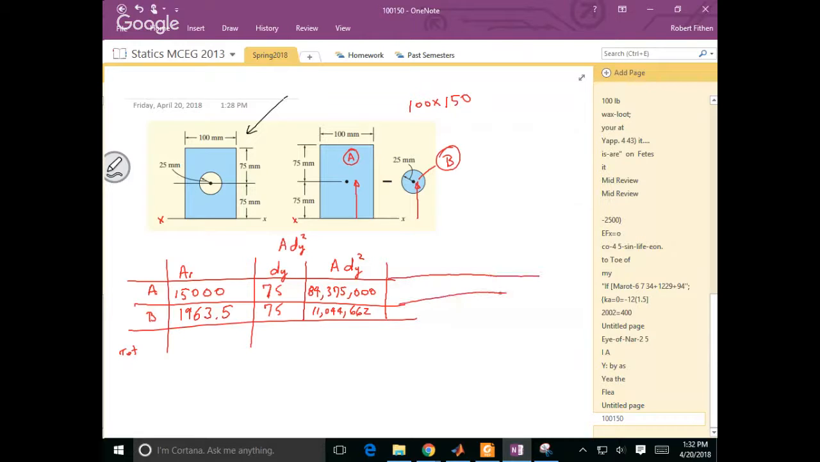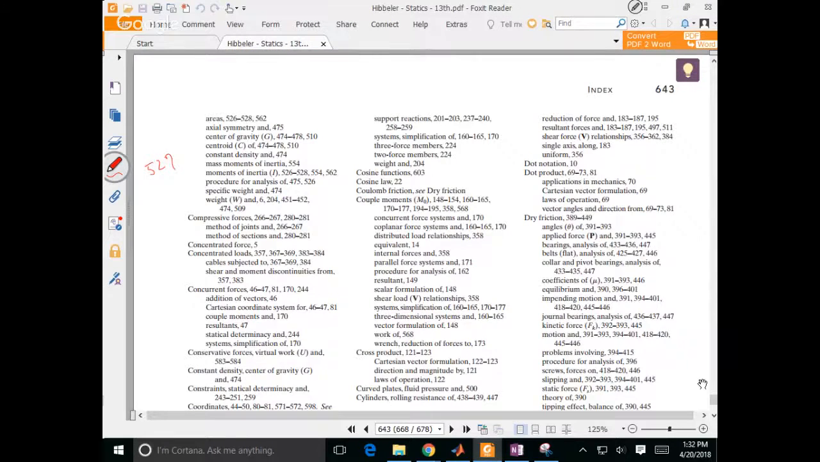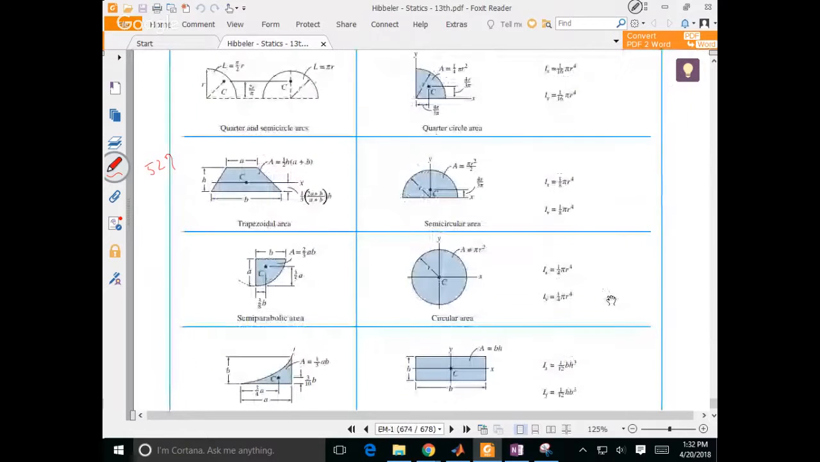So this is the part I needed for the parallel axis theorem. Now I need to put in I bar XX for each object. Here's where I go to the back of the book, page 527. I can come back here and look and see how I did. I need to get to the tables, and I recognize that I only need this one and that one.